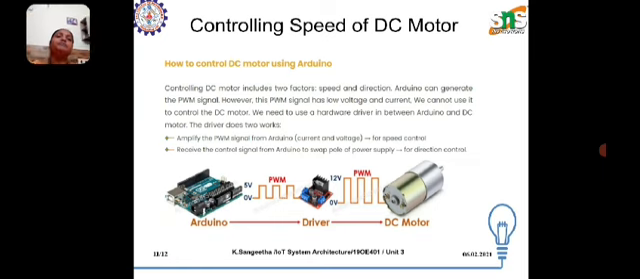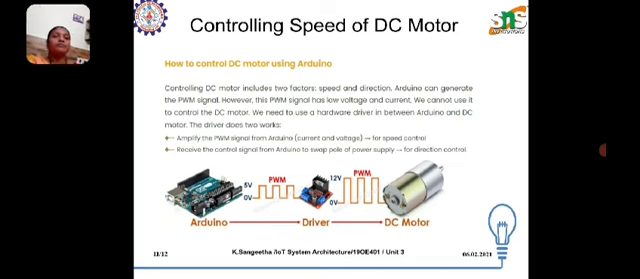So how do we control a DC motor using Arduino? That is by PWM. Controlling a DC motor includes two factors, as I already said: speed and direction. The Arduino can generate the PWM signal. However, the PWM signal has low voltage and low current, so we cannot use it to control the DC motor directly. We need extra hardware between Arduino and the DC motor. The driver does two jobs. It amplifies the PWM signal from Arduino for speed control, and it receives the control signal from Arduino to swap the poles of the power supply, for direction control.